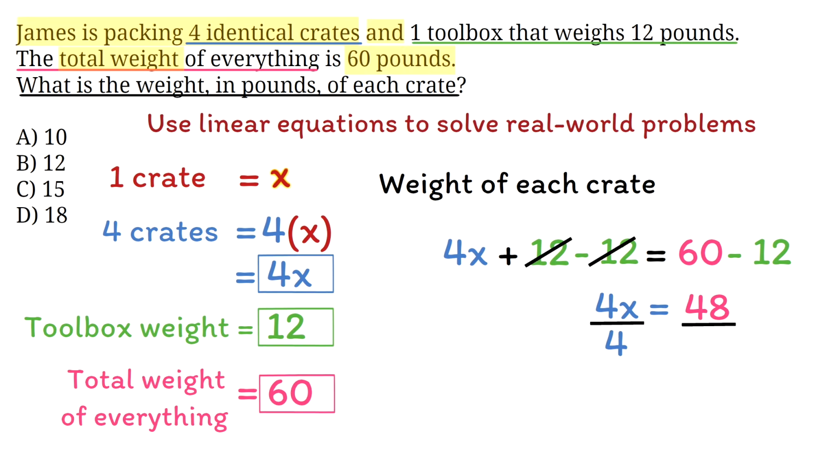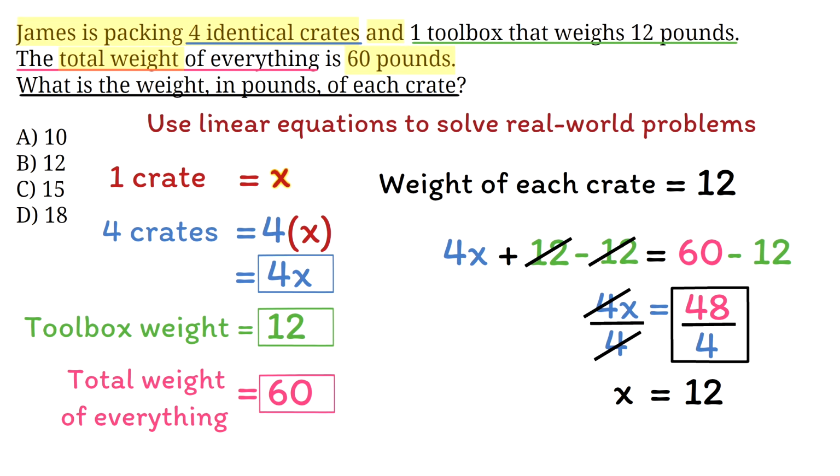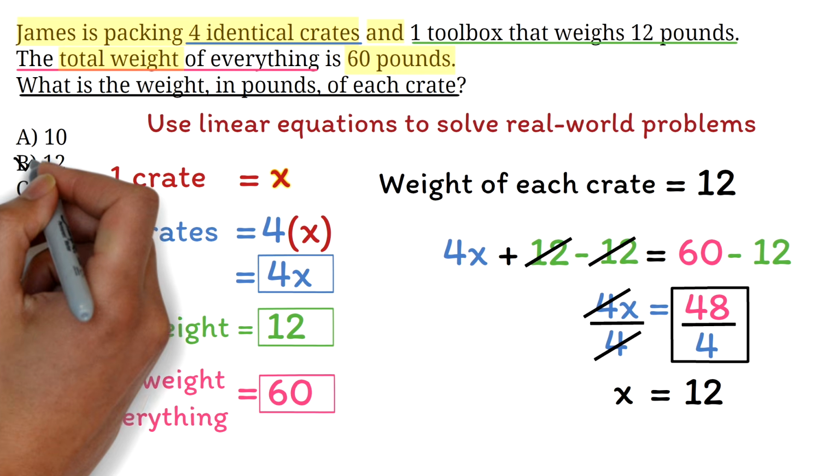Next, divide both sides by 4 to isolate x. The 4 cancels out, leaving us with just x. 48 divided by 4 is 12. So each crate weighs 12 pounds. Therefore, the correct answer is option B, 12.